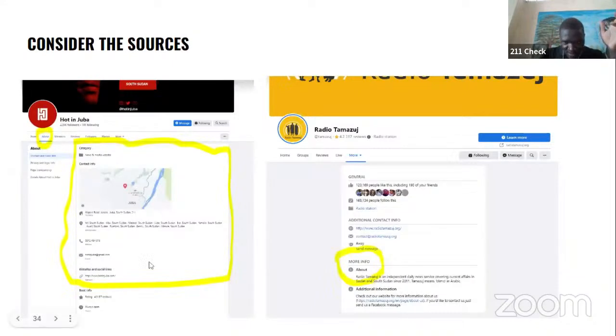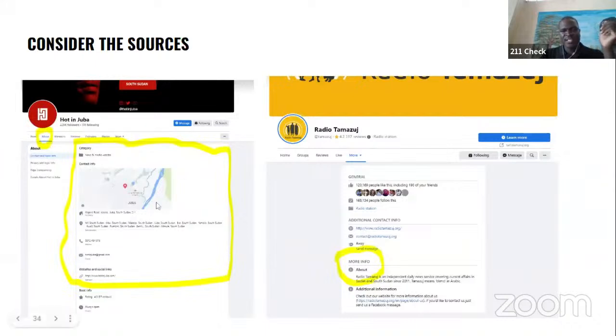When you see Hodin Juba, they will claim this is their contact information: their phone number is there, their email, their location, their office location. You see the map here. Then you see the About Us, what is the description, what is the mission of this news site. These details will give you a lot. And if you need, you can write to them by email or call them.